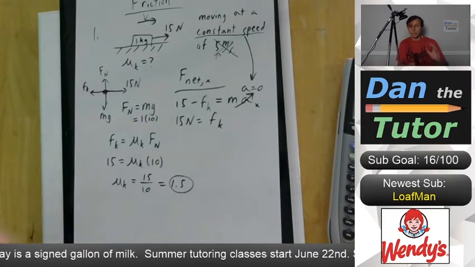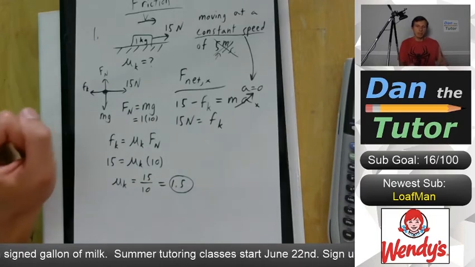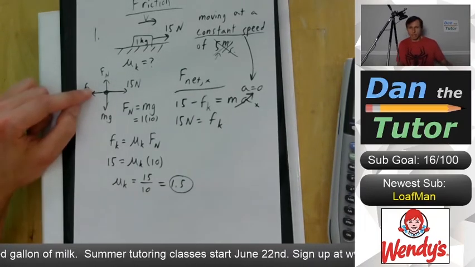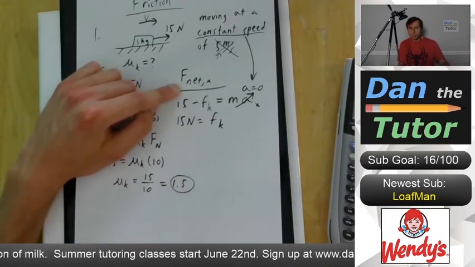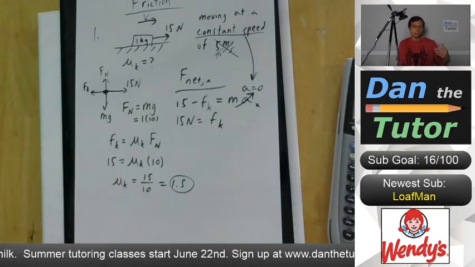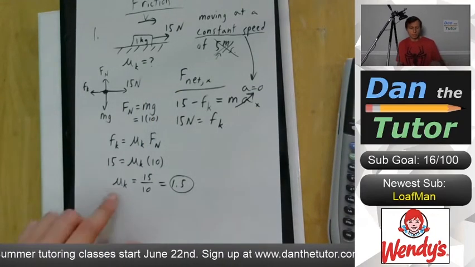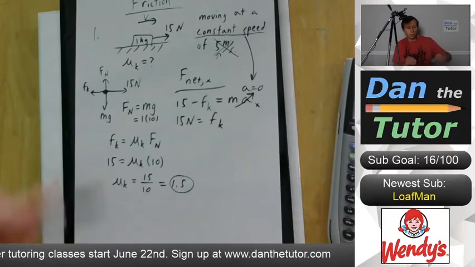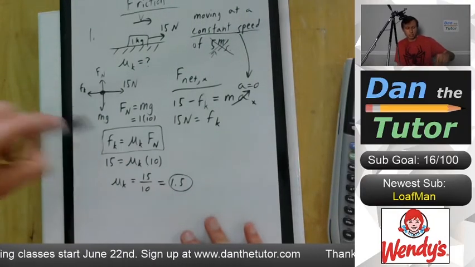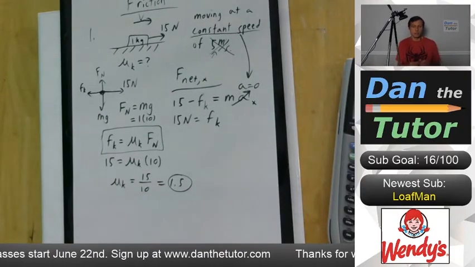And again, to reiterate the steps, the first step of any force problem is to write the free body diagram. Second step, sum of forces equation. Third step, solve for whatever. And the whatever here was mu k, which means we needed the equation for kinetic friction. And from there, we were good to go.